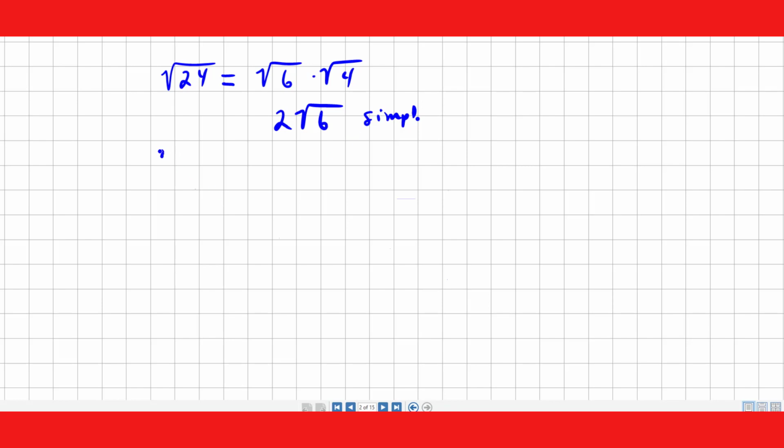What about if we have the cubed root of 24? Well, we have to think about the cubed root values, and there's not a cubed root of 6 and there's not a cubed root of 4. However, if we think of this as 8 times 3, we can think about that as the cubed root of 8 times the cubed root of 3, right? So the cubed root of 8 is 2, so in simplest form that's 2 times the cubed root of 3, and that gets us simplest form.